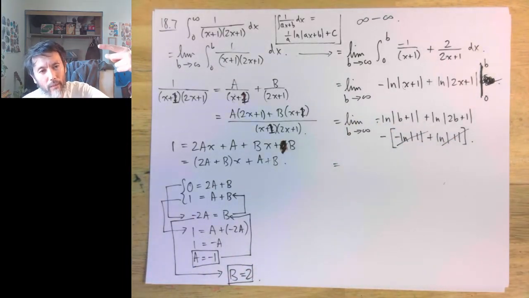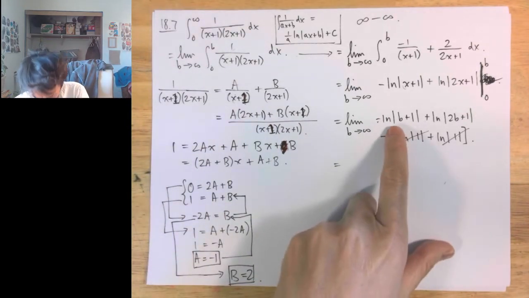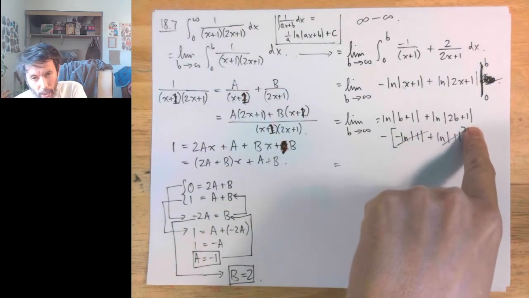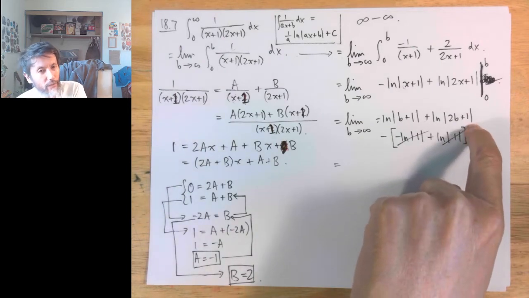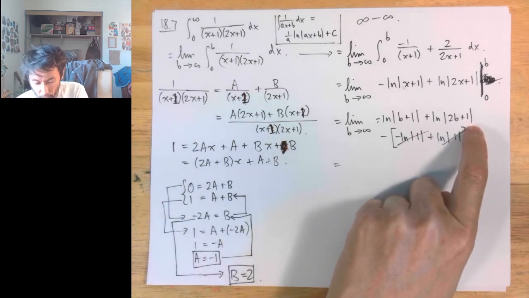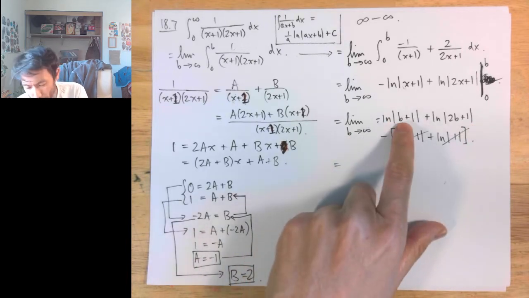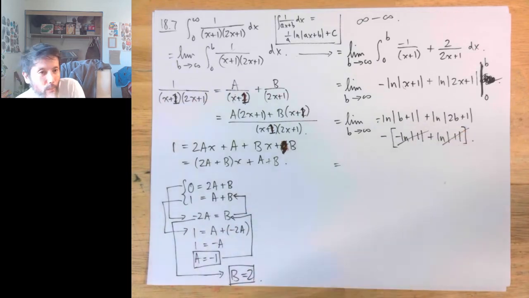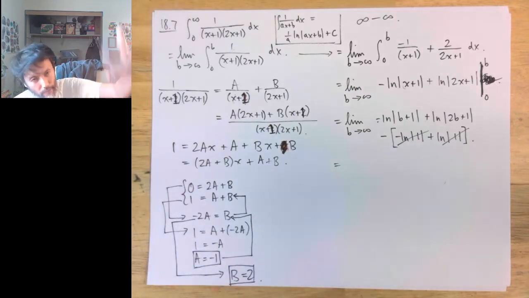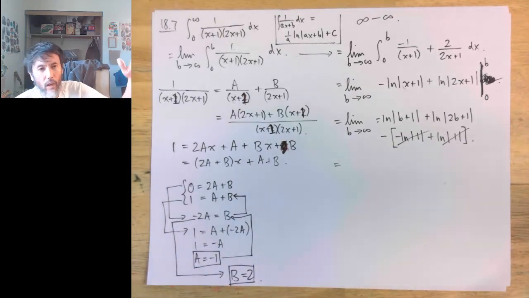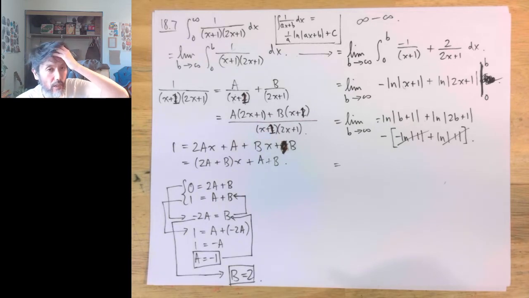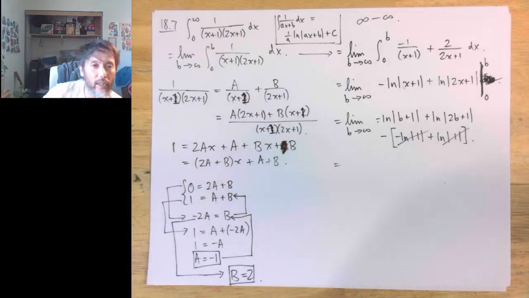Actually, let me back up just a bit. Before I get to that, you see these absolute value bars here and there? They sure would be nice if we could get rid of them, right? And we can. The reason is that since b is going to infinity, b plus 1 and 2b plus 1 we can more or less assume are always going to be positive quantities, right? Because as b gets larger and larger, b plus 1, and 2b plus 1 for that matter, also get larger and larger. They are both positive quantities, in particular.